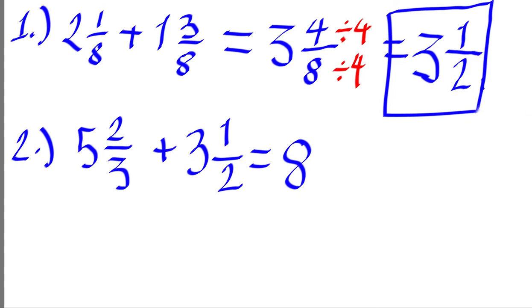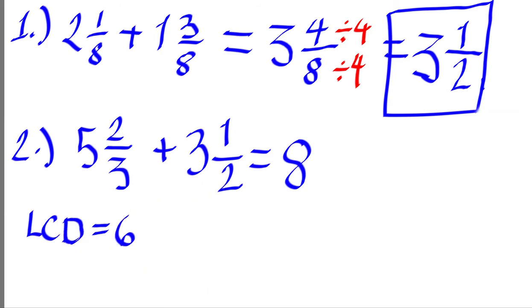Again, a reminder of how to add dissimilar fractions. We need to find the LCD of 2/3 and 1/2, the least common denominator. So how do we find the LCD? 3 is a prime number, 2 is a prime number, so just multiplying them gives us 6. So our LCD is 6.